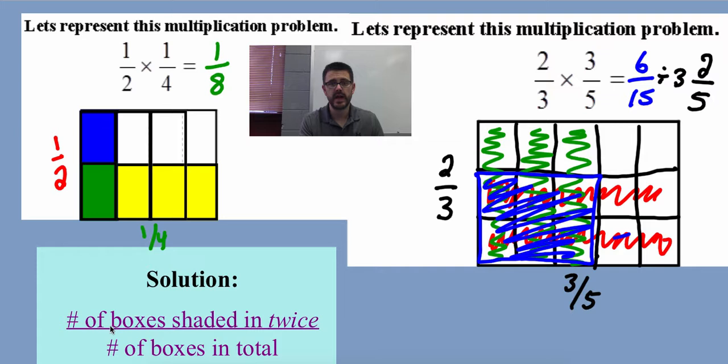On top of the line, so think of it kind of like a fraction, in the numerator, the number of boxes shaded in twice. Yes, that's the number sign, not hashtag. Okay, that stands for number. Number of boxes shaded in twice, my overlap. The number of boxes in total, the total number of squares in the whole thing, goes on the denominator. But that's how I create my answer. That's how I get my fraction.